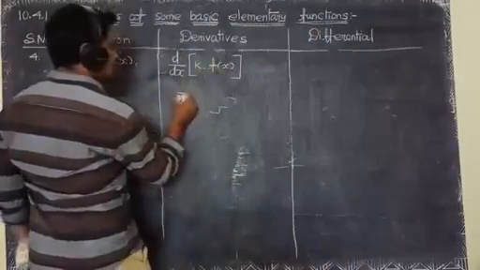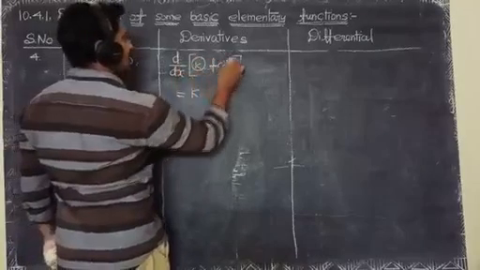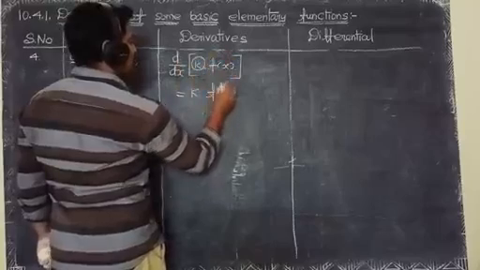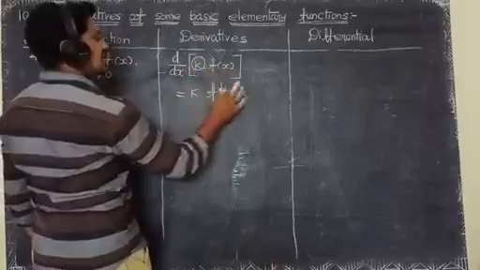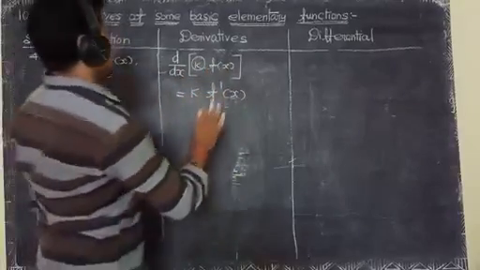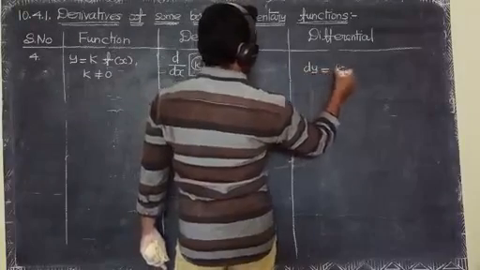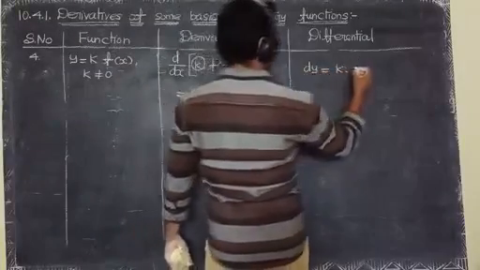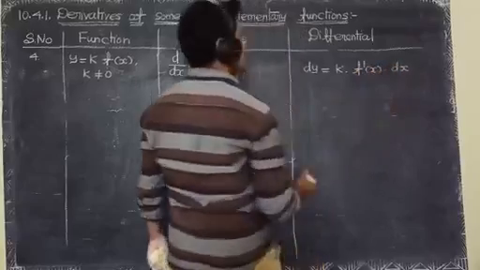It is equal to the constant k times d by dx of f of x, which is f dash of x. Here the differential is dy, which is equal to the constant k times f dash of x into dx. Okay, f dash of x into dx.